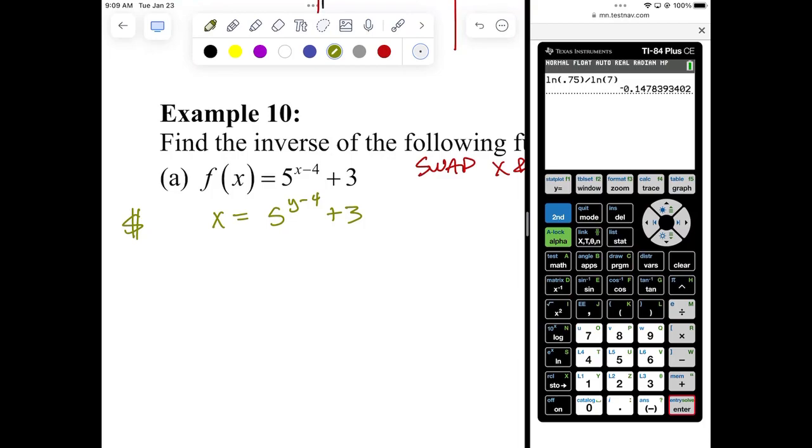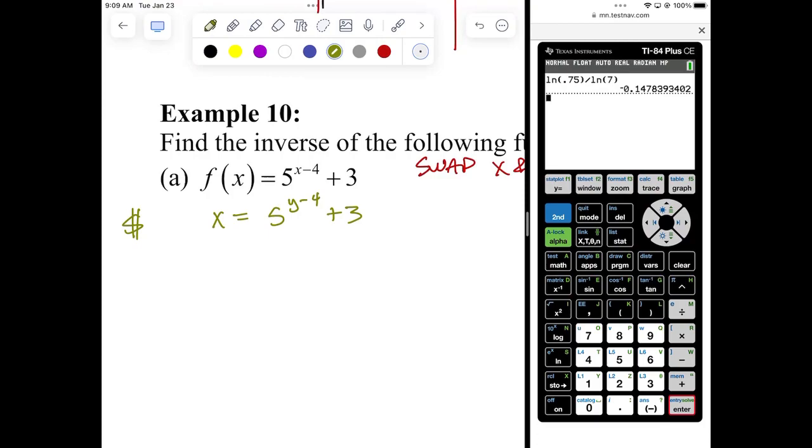What type of function do you suspect the inverse will be? Natural log. It could be a natural log function, or if we keep it pure, it could be a log function based what also? 5. Yeah, it should be a log base 5. If you have an exponential base 5, your inverse could be a log base 5, which of course we can write in terms of ln.